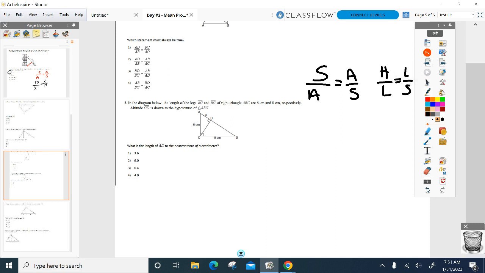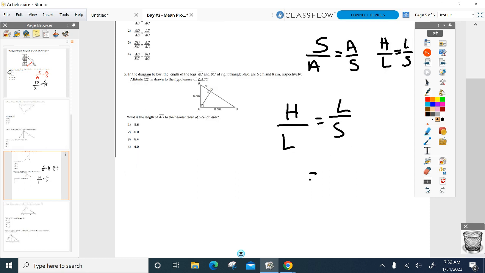Do I know anything about the altitude, though? No, right? The altitude CD, I know nothing about it. So probably SAS isn't the best bet. So let's try attacking Hills right now. I do know that S is my X, right?